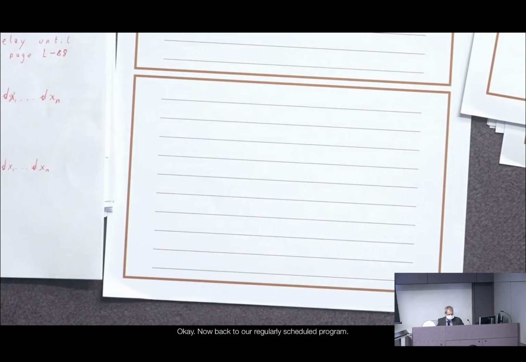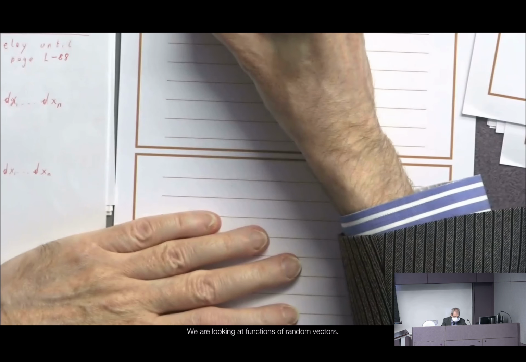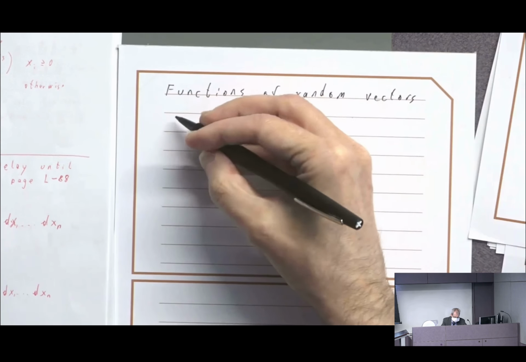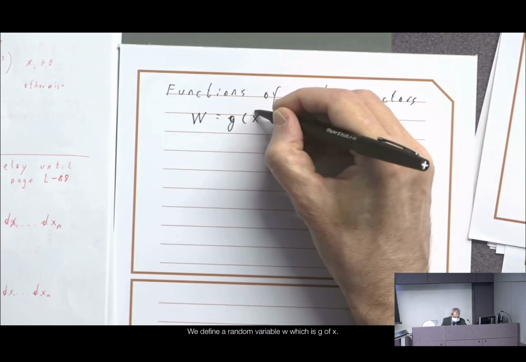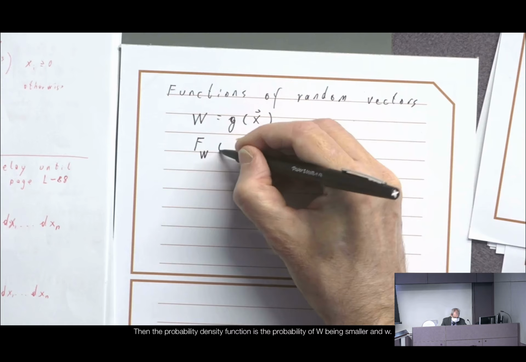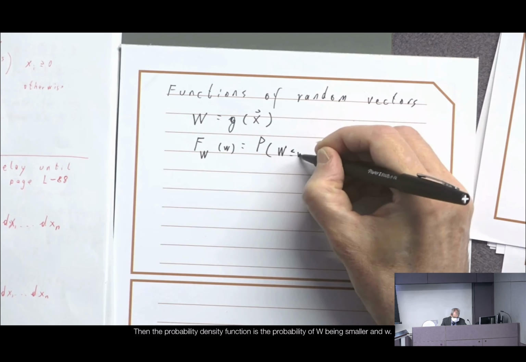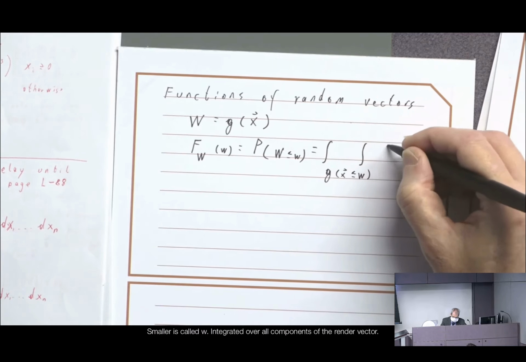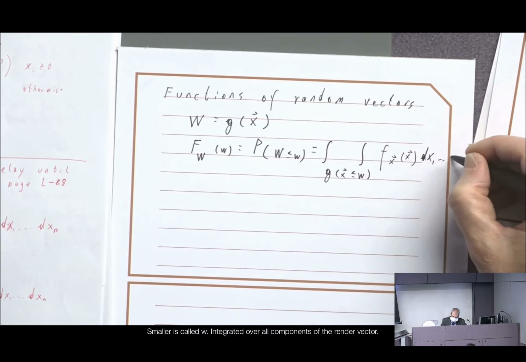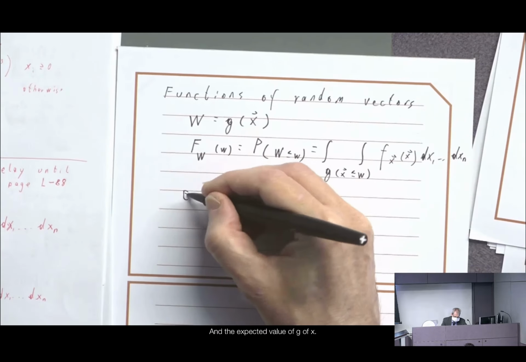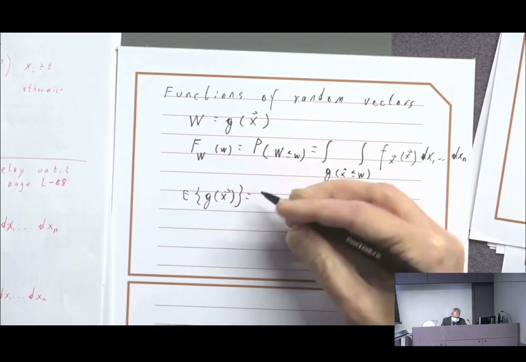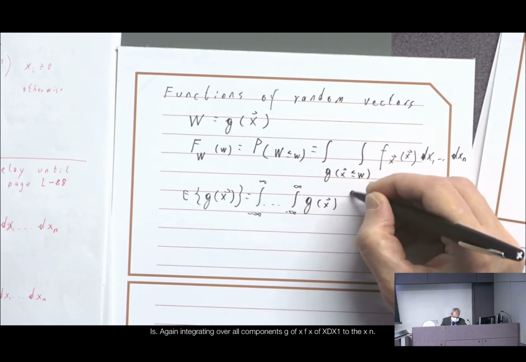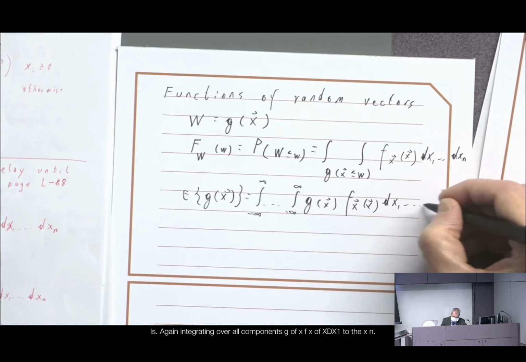Okay, now back to our regularly scheduled program. We are looking at functions of random vectors. We define a random variable w, which is g of x. Then the probability density function, the probability of w being smaller or equal to w, is the integral over g of x smaller or equal to w, integrated over all components of the random vector. And the expected value of g of x is, again, integrating over all components, g of x, f_X of x, dx1 to dxn.